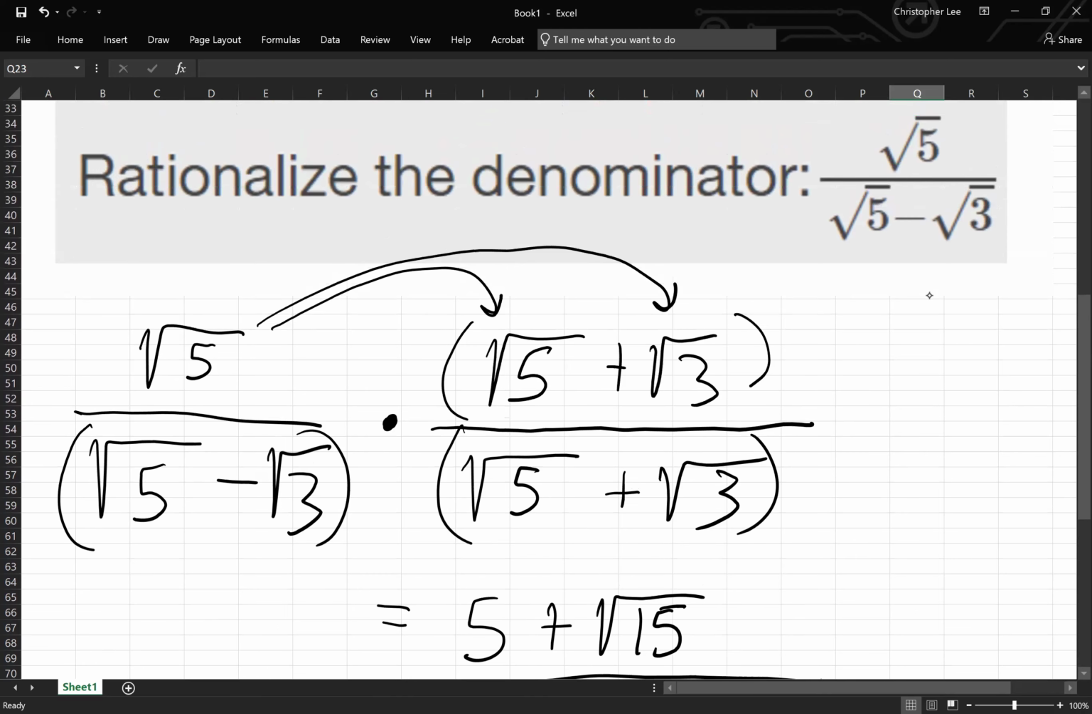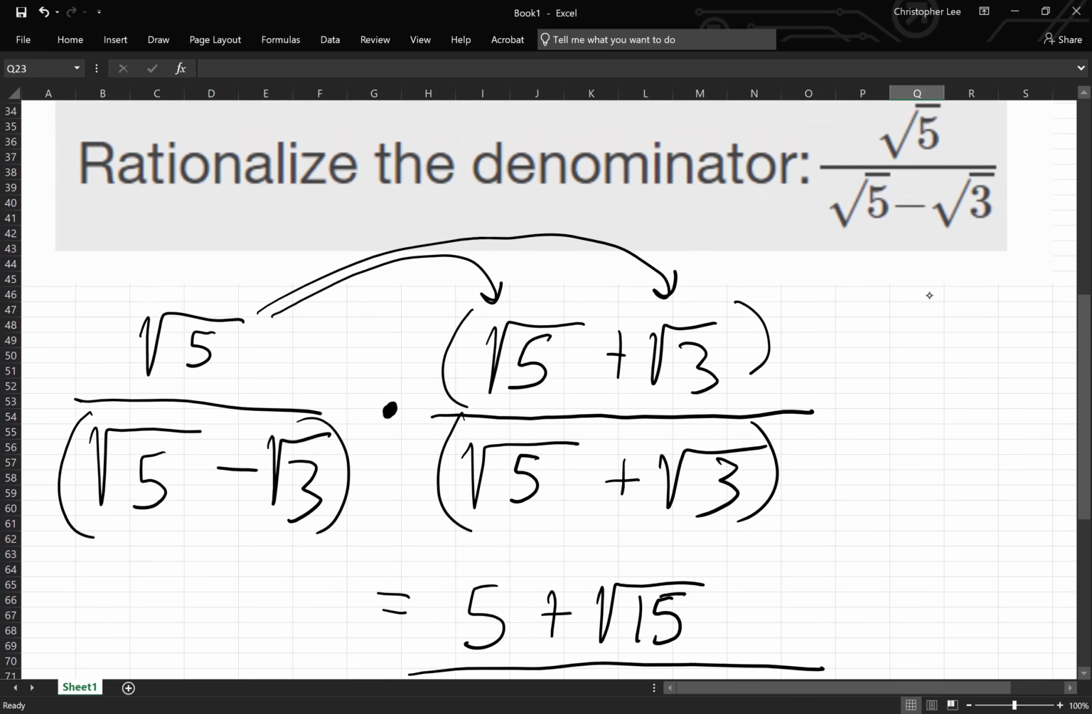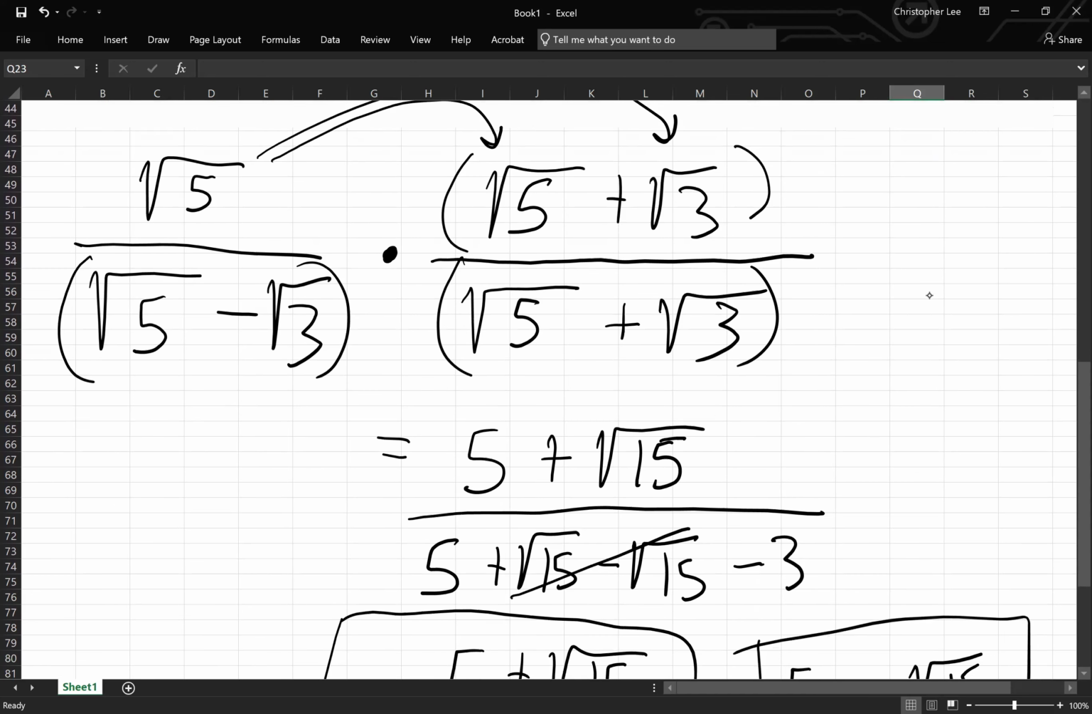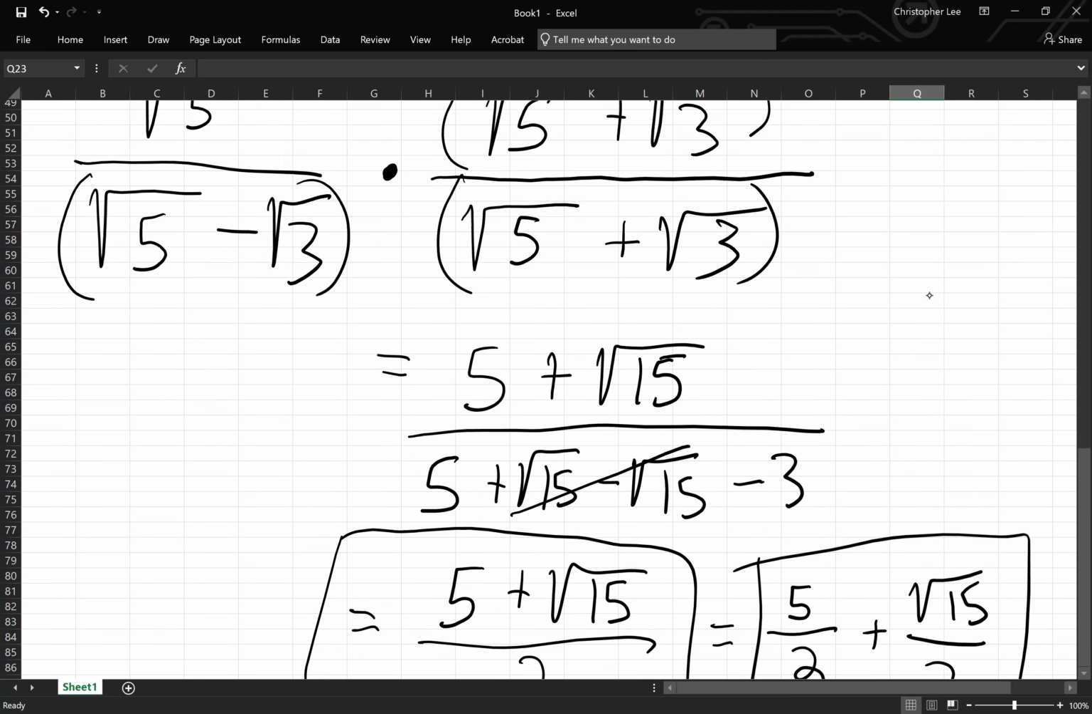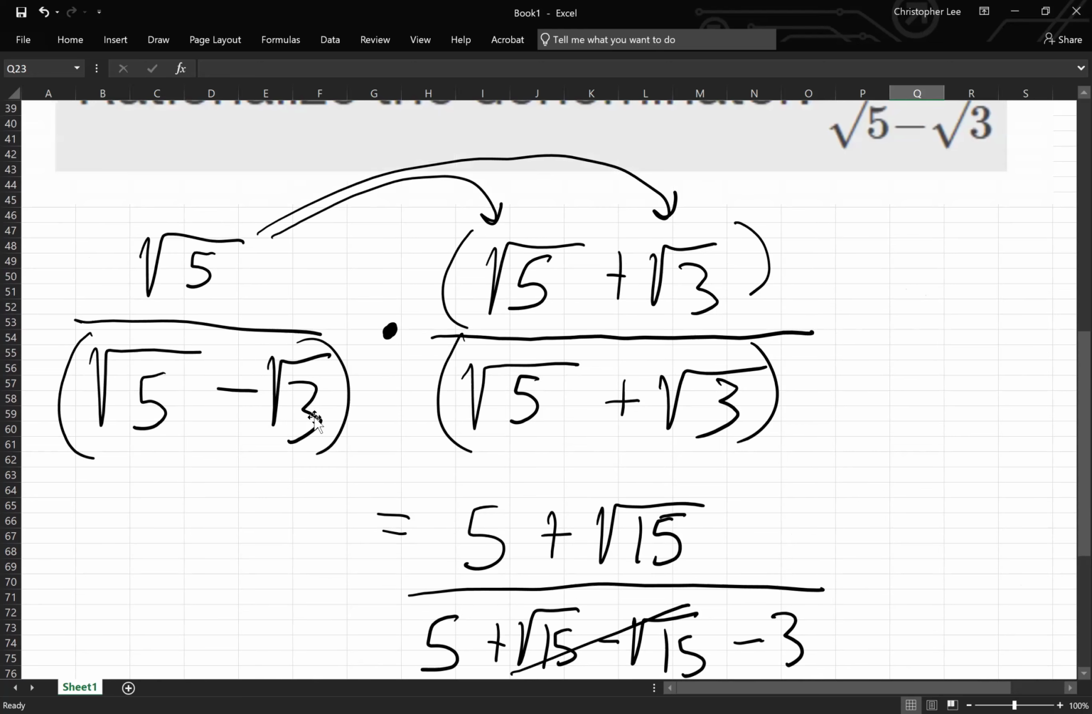So this is the question right here. And then just a little distribution. On the bottom, I just foiled it, and that's how I got the denominator. So basically, you multiply by the opposite of the denominator. Like how the denominator here has a negative square root 3, you write positive square root 3. But what you do to the bottom, you gotta do to the top. And just distribute, combine like terms, all that good stuff.